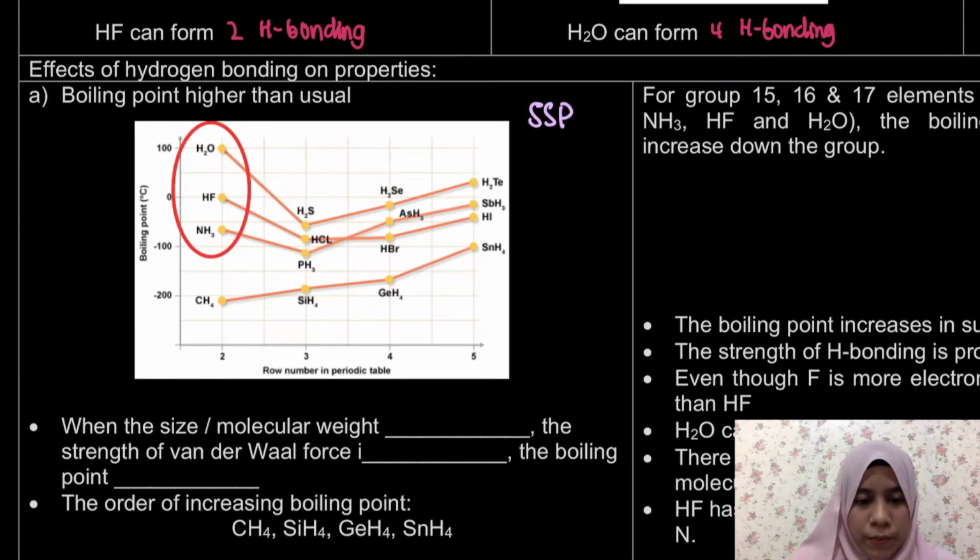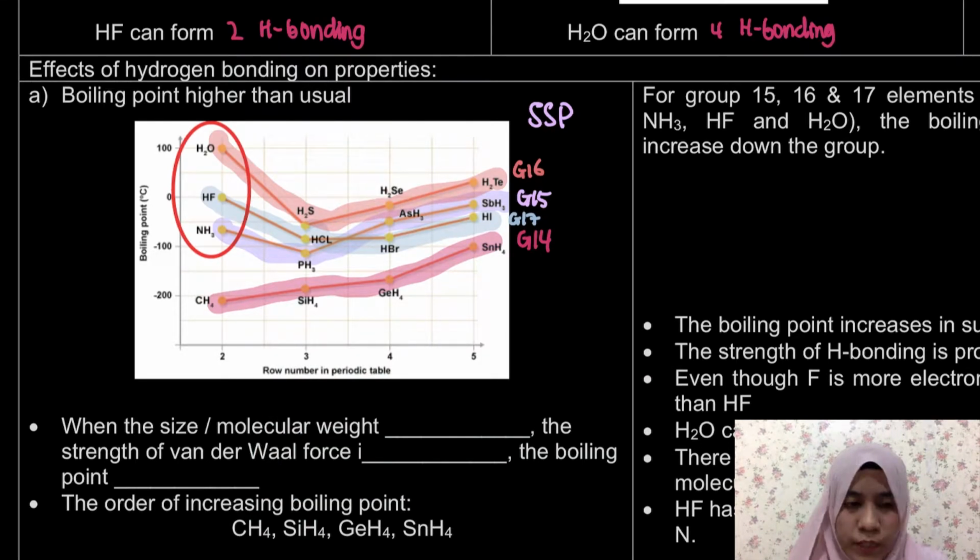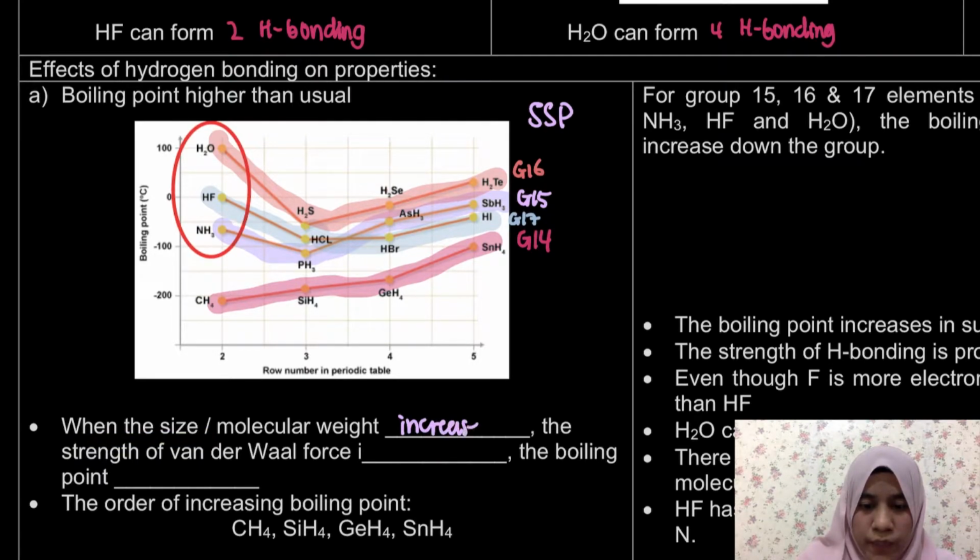Tapi sekarang ni we're gonna look for the case of this is actually in group. So now let's look here for boiling point higher than usual. Okay, so when we know kan SSP, size. When the size ataupun molecular weight, so what happens is that the strength of the van der Waal pun akan increase.